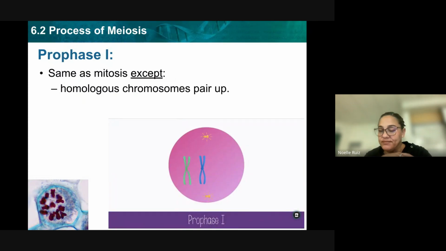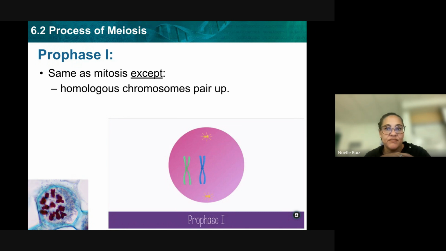So prophase 1, it's the same as mitosis. The nuclear membrane disappears. The chromosomes condense. They start to look like the little X-shaped structures. The only difference is homologous chromosomes pair up. We talked about the word homologous last week. Homo means same, logos means structure. So homologous chromosomes have the same structure.